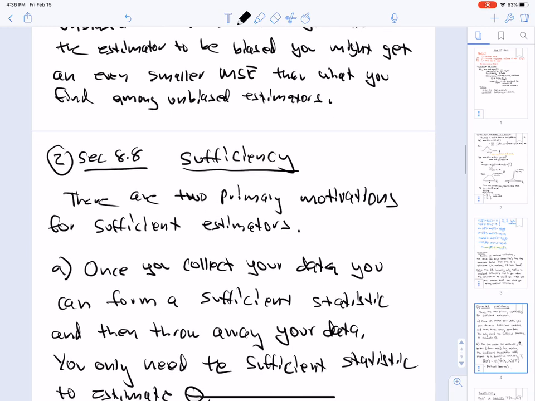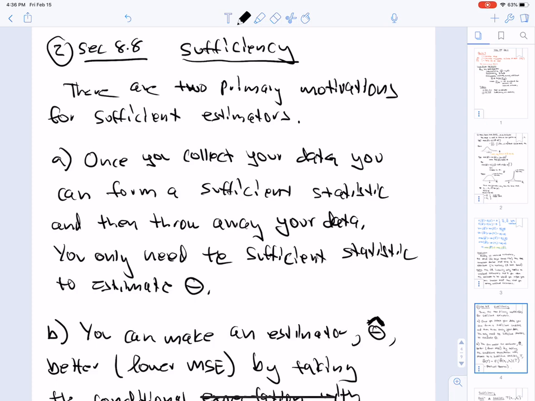So the next topic we're going to do is sufficiency. There are two primary motivations for sufficient estimators. One, once you collect your data, you can form a sufficient statistic and then throw away your data. You only need the sufficient statistic to estimate theta.